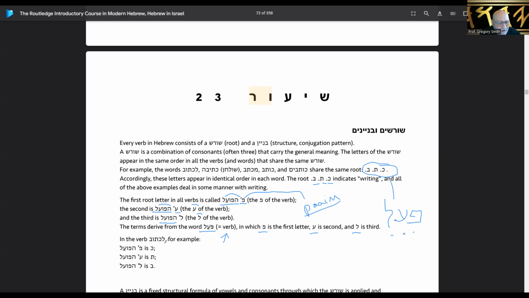All right, in the verb liktov, for example, kaf is the root. Okay, this must be, hey, this has got to be the root of the word hapuel, the stem. Hapuel. הפועל, Hapuel. Okay. So kaf is the pei of hapuel. Okay, so we've got kaf, tav.